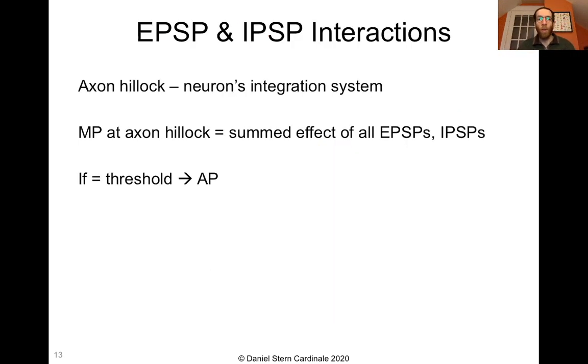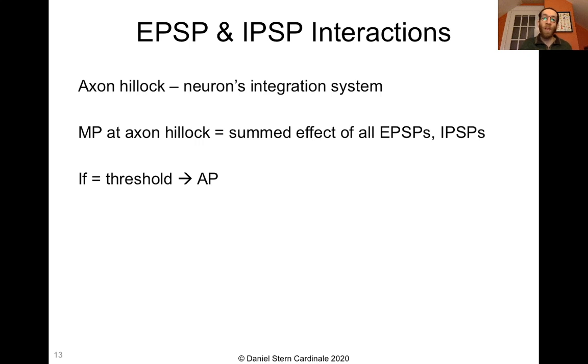All of these signals are going to interact and come together at the axon hillock, which is the neuron's integration system. This is where all of the inputs from all of the presynaptic cells are going to come together within that postsynaptic cell, and we're going to figure out what the net effect is for a particular moment in time. Whatever the membrane potential is at that axon hillock, that is the summed effect of all of the EPSPs and IPSPs that cell is receiving at any given time.